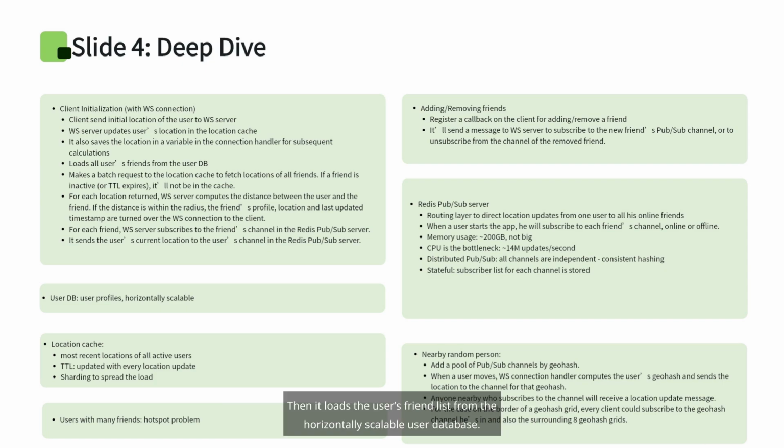Then it loads the user's friend list from the horizontally scalable user database. It makes a batch request to the location cache to get the most recent locations of all those friends. Note, if a friend is inactive or their cache TTL expired, their location won't be included. For each friend with a location available, the server computes the distance. If it's within a predefined radius, their profile and location data are sent back to the client. Simultaneously, the server subscribes to the Redis pub/sub channels of each of these friends, so future updates can be received in real time.